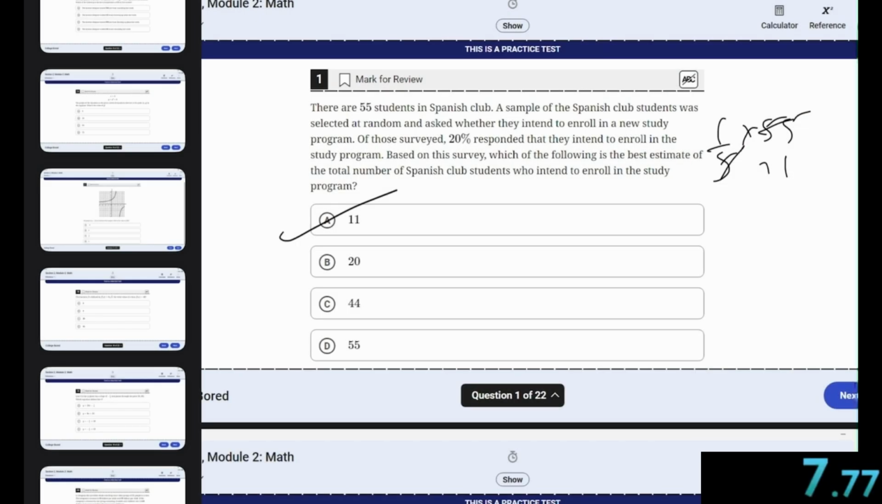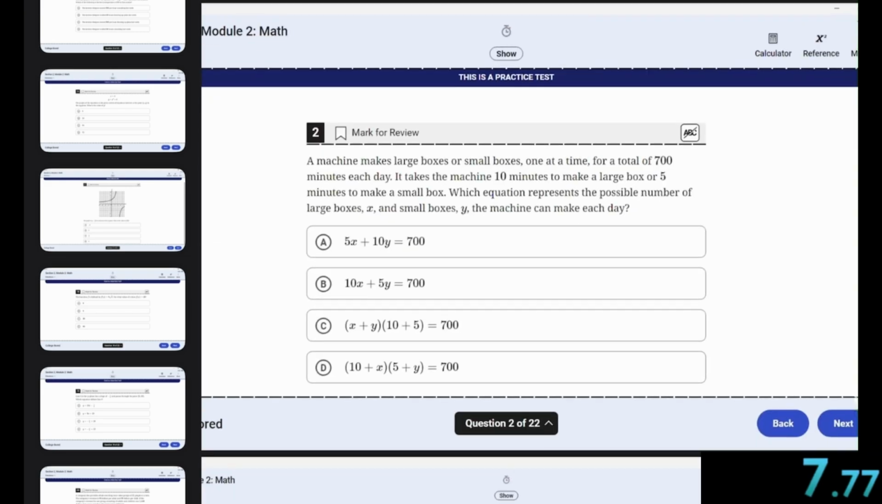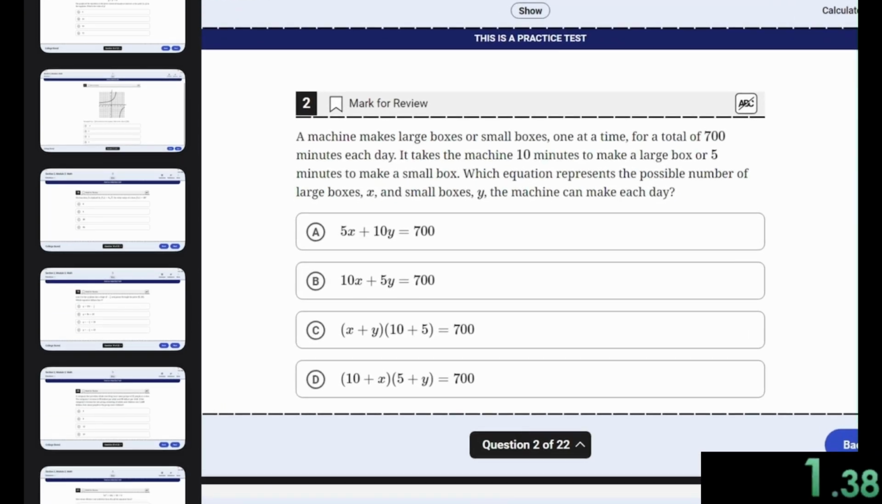Based on the survey, which of the following is the best estimate? I just calculated. Alright. The machine makes larger boxes and small boxes. Larger boxes are indicated by x, small boxes indicated by y. It takes the machine 10 minutes to make a larger box and 5 minutes to make a small box. So 10x plus 5y is equal to 700. Great.